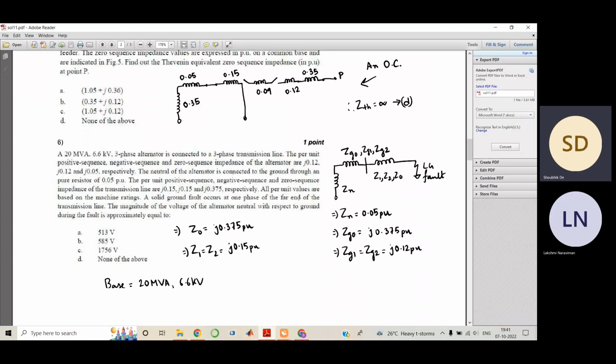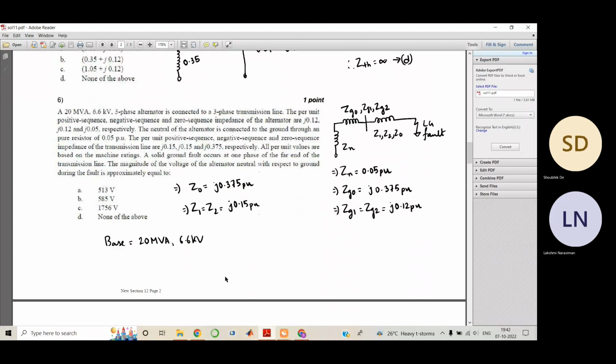A solid ground fault occurs at one phase of the far end of the transmission line. Clearly this statement tells you that this is a line to ground fault, because the fault is occurring at only one phase. If it had occurred at two phases, this would have been a double LG fault. So this is an LG fault occurring at the far end of the transmission line. They are telling us to find the voltage of the alternator neutral with respect to ground during the fault. For your convenience, I have drawn this diagram, and I have also mentioned the base of the system.